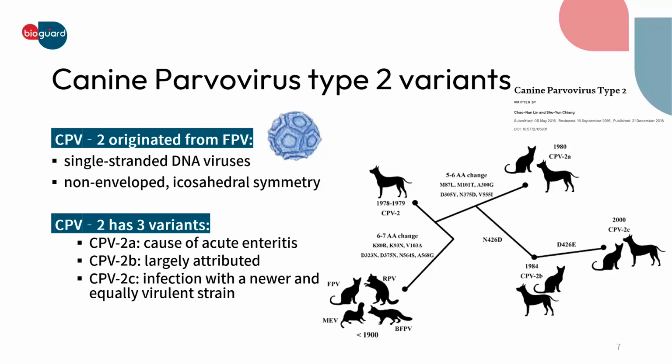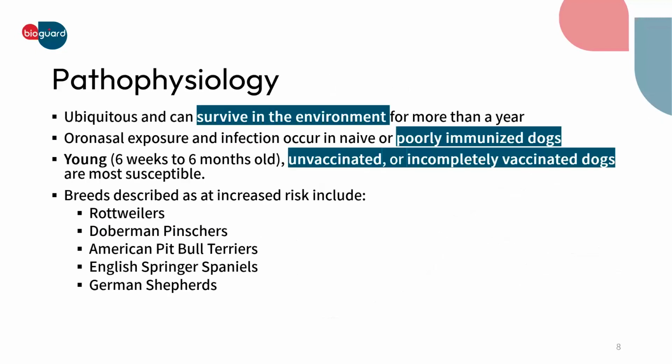And also, it is seen that in dogs, there are some variants present in the environment, such as CPV2A, which is the main cause of acute enteritis in dogs. Other than that, there is CPV2B, which also largely contributes to infectious diarrhea in dogs. But very few infections have been seen from CPV2C. However, it's still there in the environment and can be detected in some cases.